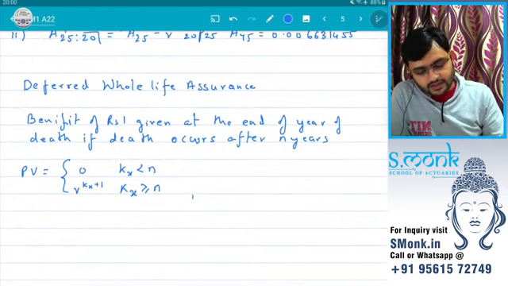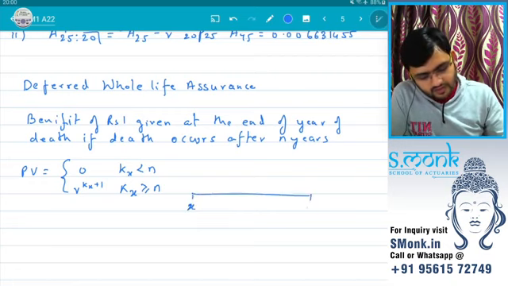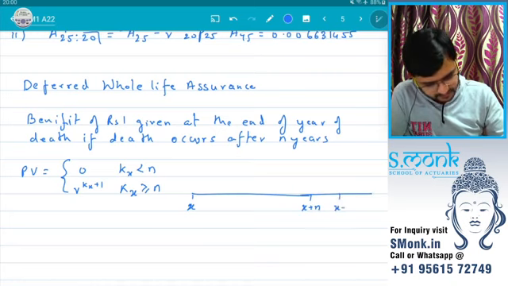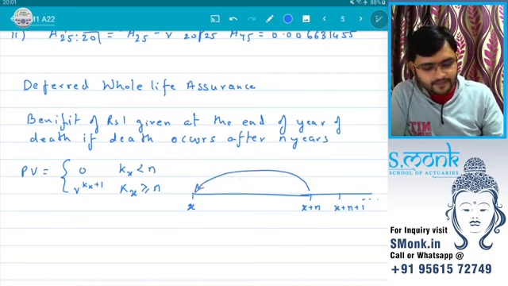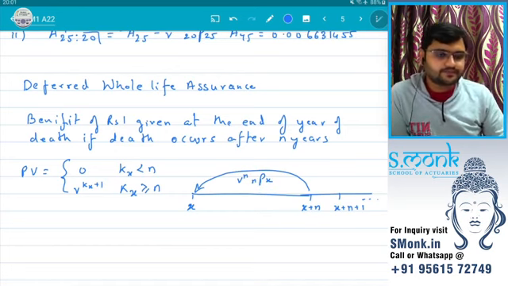And we say the payment would be given only if the death occurs after n years. So it becomes whole life if the person survives n years. So if I want to discount here, I will be discounting with v raised to n, and I will also be multiplying npx, that means probability of surviving.